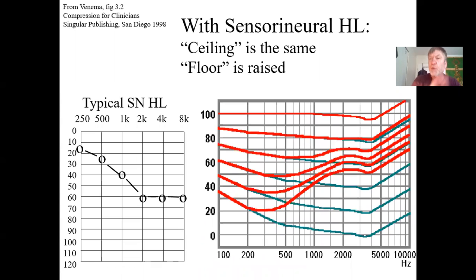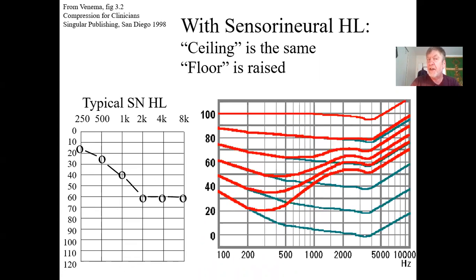This is another way of looking at it, okay? Typical sensory neural loss, dropping down, good hearing in the lows, poorer in the highs. For any of you beginning to freak, don't worry about it. You will learn about audiograms in 130, in audiometry. I'm just giving you an idea here.